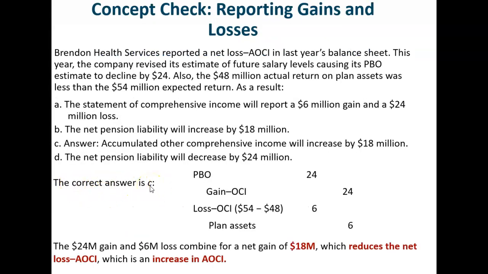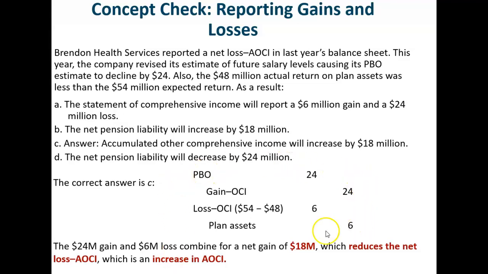The correct answer is C. Accumulated other comprehensive income will increase by $18 million. The $24 million gain and the $6 million loss combine for a net gain of $18 million this year, which reduces the prior net loss AOCI, which results in an increase in AOCI. If the loss is reduced in AOCI, it results in an increase to AOCI.